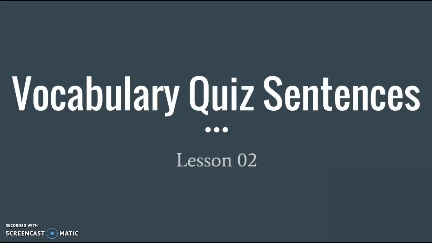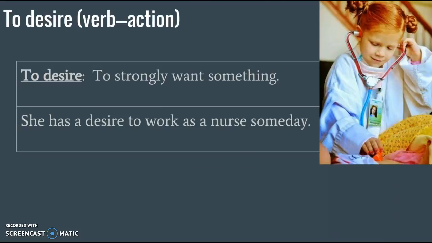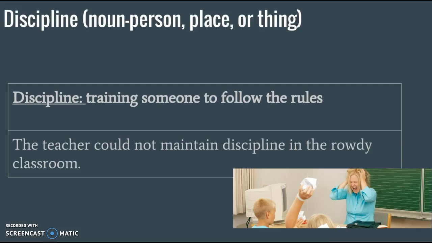So the first word for this week, for lesson 2, is to desire. So it's like you strongly want something. It's a verb, so it's an act, something you do, so that you have a desire. I really want something badly. So she has a desire to work as a nurse someday. This is a picture of a little girl that has the desire. This year, I have a desire to be more physically active. I have a desire to run a half marathon. So there's an example.